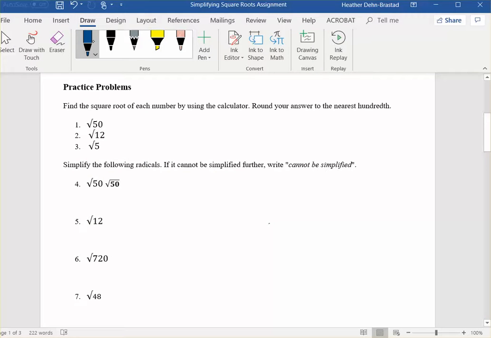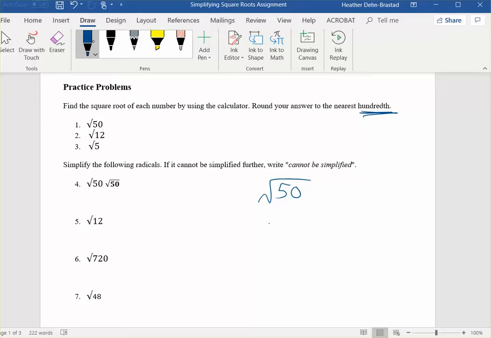The first three, you can use a calculator and write the decimal approximation. Nearest hundredth means 2 decimal places. If you're not sure how to round to the nearest hundredth, then write 3 or 4 decimal places. Okay, let's look at how to simplify a square root. What you want to do is think about the factors that equal 50.